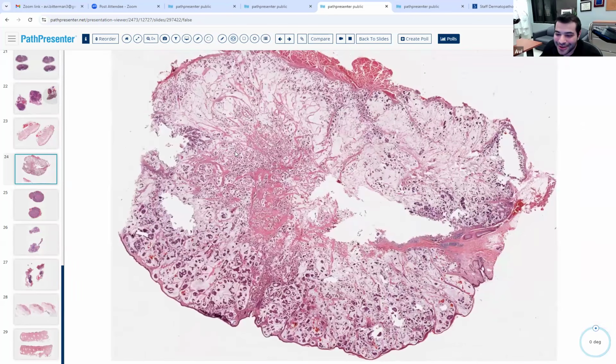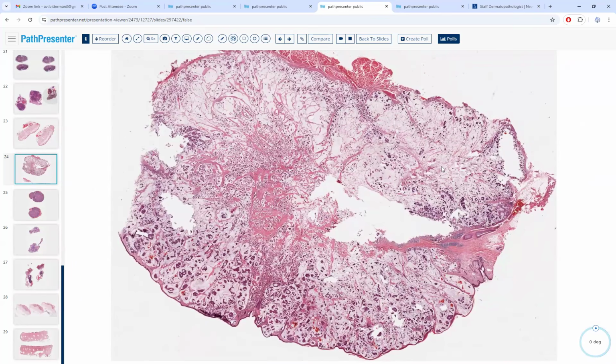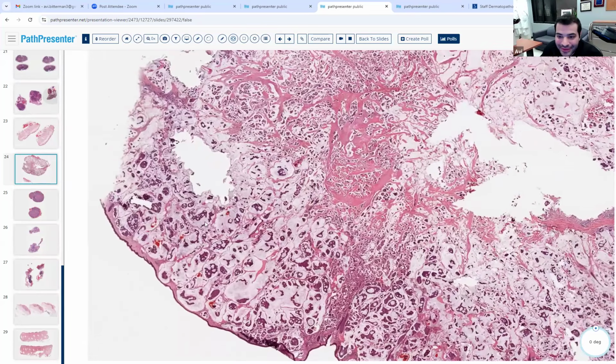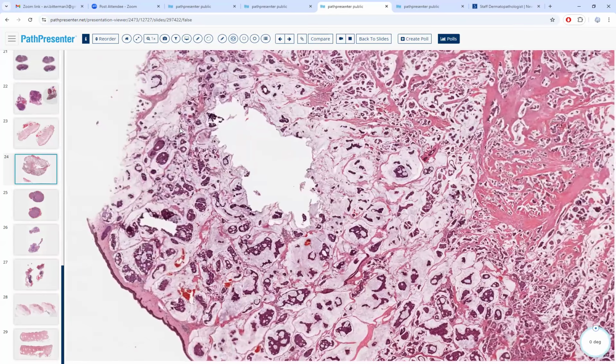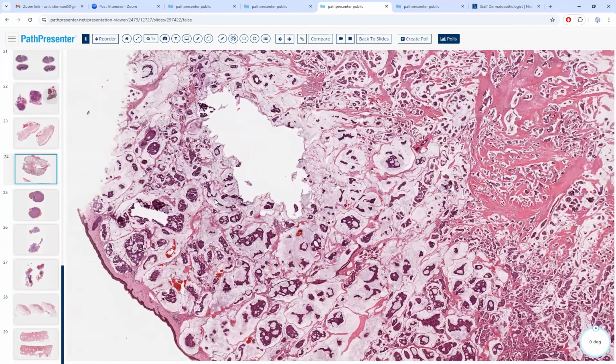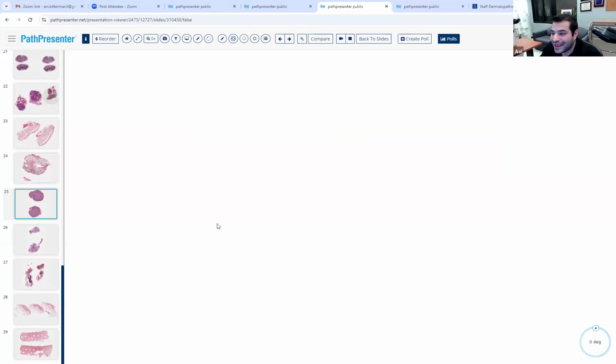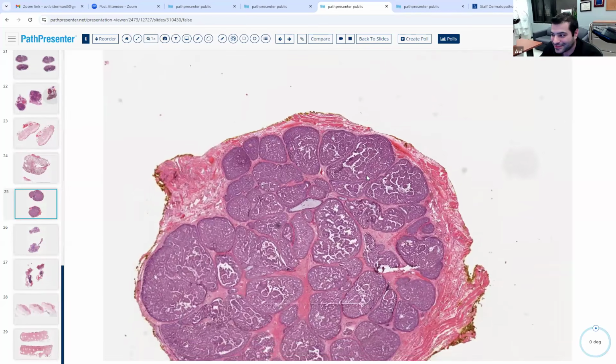All right, it's another low power one. Mucinous carcinoma. Good. You have islands of blue cells surrounded by lakes, or a sea, of mucin. Okay. As opposed to this.